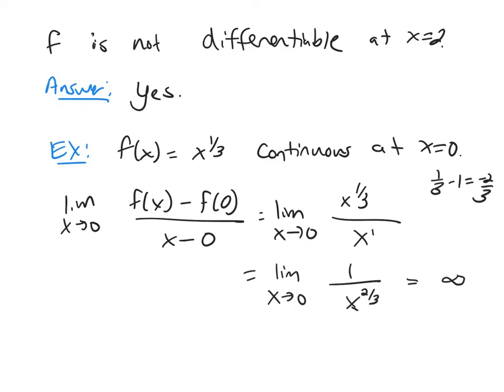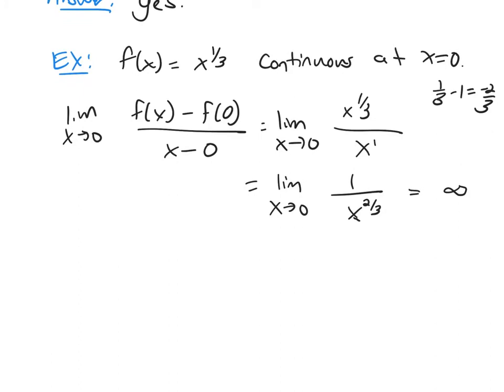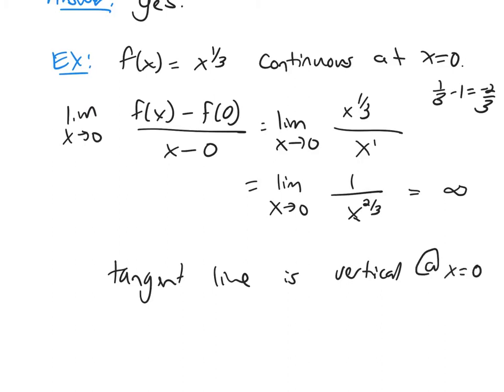So what does it mean when we get an infinity in our derivative formula? It means that the tangent line is vertical at x equals 0, and that means it's not differentiable at x equals 0.